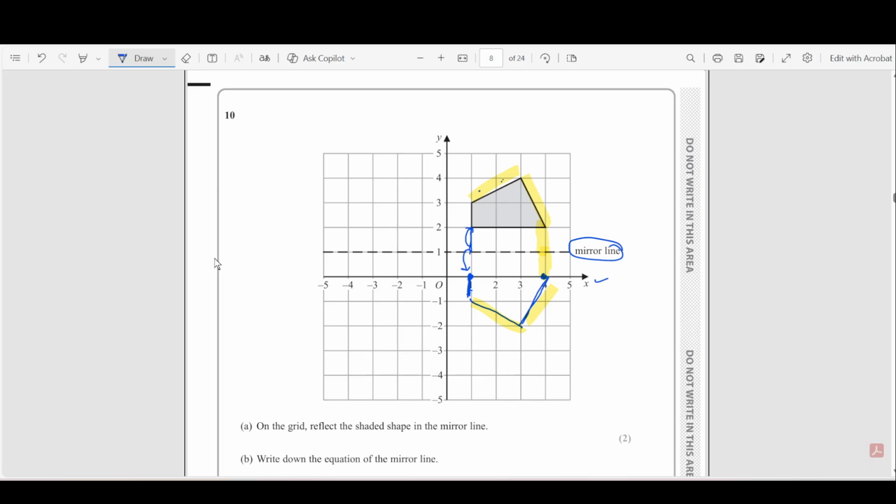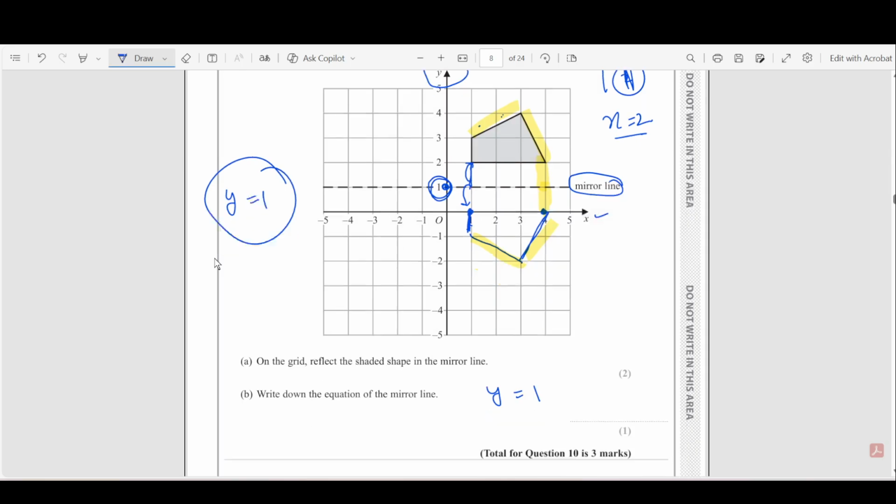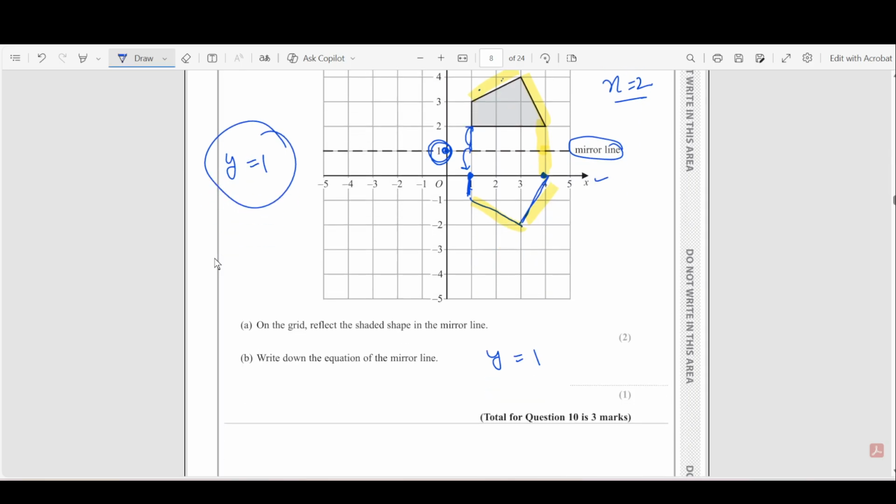Equation means like what we have here. For example, this is the y-axis, right? And the mirror line is crossing the y-axis, so this value is on the y-axis. So we will write y equals 1, because the mirror line is passing through 1 on the y-axis. So the equation of the mirror line is y equals 1. If this is the x-axis and this is 2, and the mirror line is passing through this, then it would be x equals 2, because it is passing through the x-axis at the value 2. So that's how we write the equation of a mirror line.